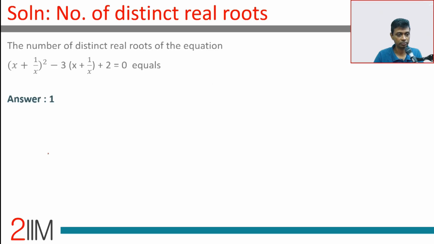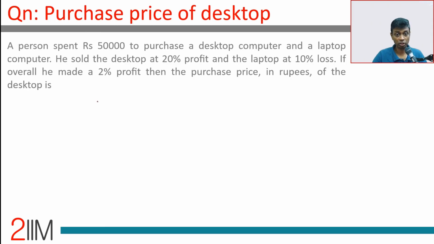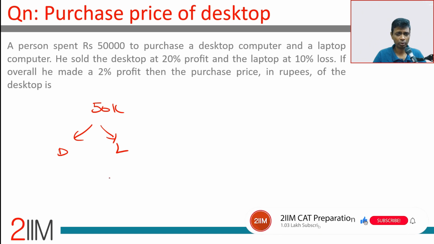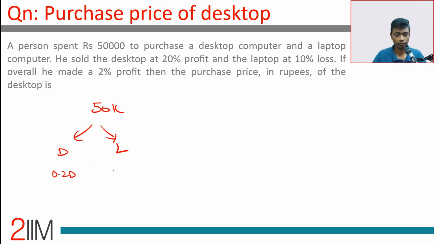A person spent 50,000 to purchase a desktop computer and a laptop computer. 50k, a desktop and a laptop. He sold the desktop at a 20% profit and the laptop at a 20% loss. 0.2D − 0.1L. Overall, he made a 2% profit. Then the purchase price in rupees of the desktop is?